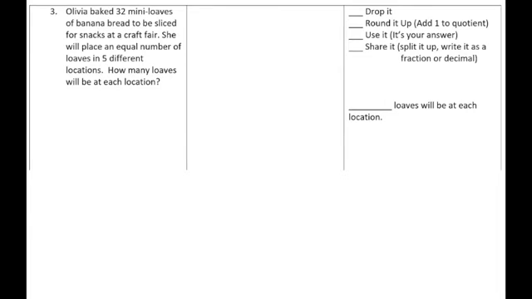Now, I'm already going to tell you for this problem, since she's going to put an equal number of loaves in the 5 different locations, she's slicing them up. Therefore, she's already putting them in pieces. She's going to use everything. She doesn't want to have anything left over. Okay? So for this problem, she has 32 loaves, and they're going to 5 different places. So this is a division problem. I am dividing 32 divided by 5. So I'm going to go ahead and set my problem up.